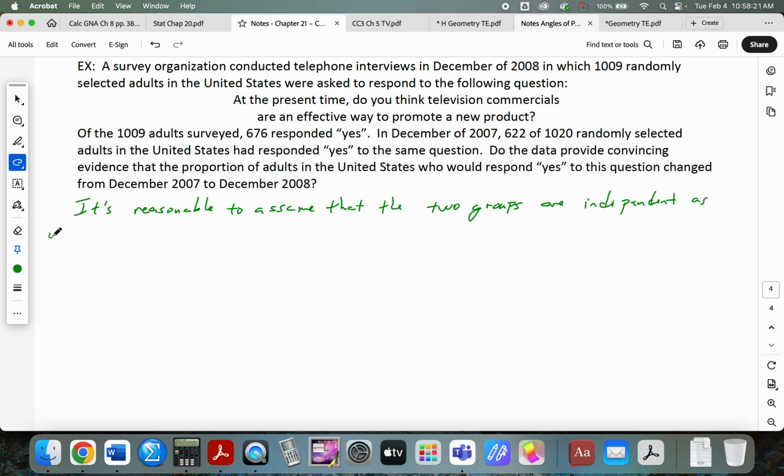As we have taken only a small proportion of all adults in the U.S. and taken them a year apart.